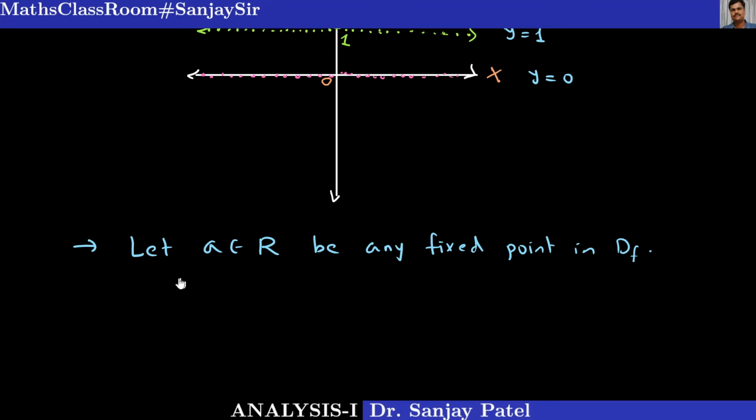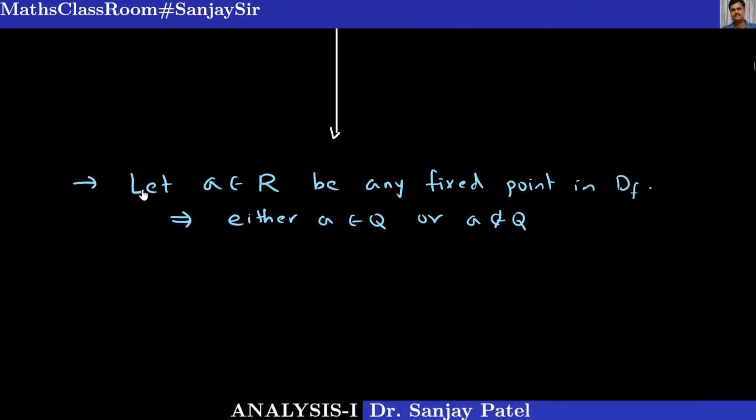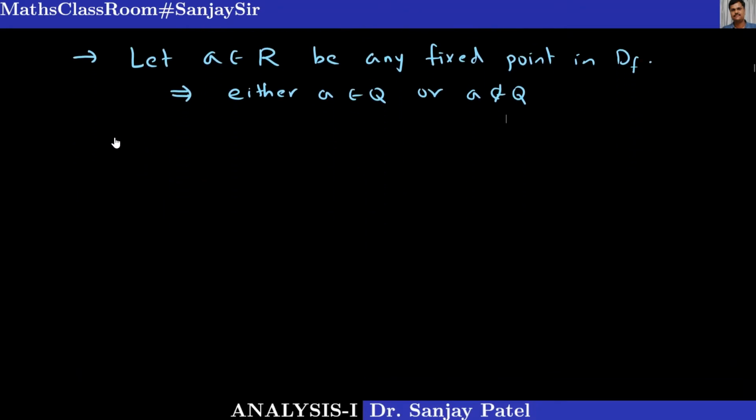We have two possibilities for a. We can have either a is rational or a is irrational. So I can write a belongs to Q or a does not belong to Q. For each of these cases, I will be proving that the function is not continuous at the point a. So let us proceed this way. Case 1. Suppose a belongs to Q. That is, a is a rational number.